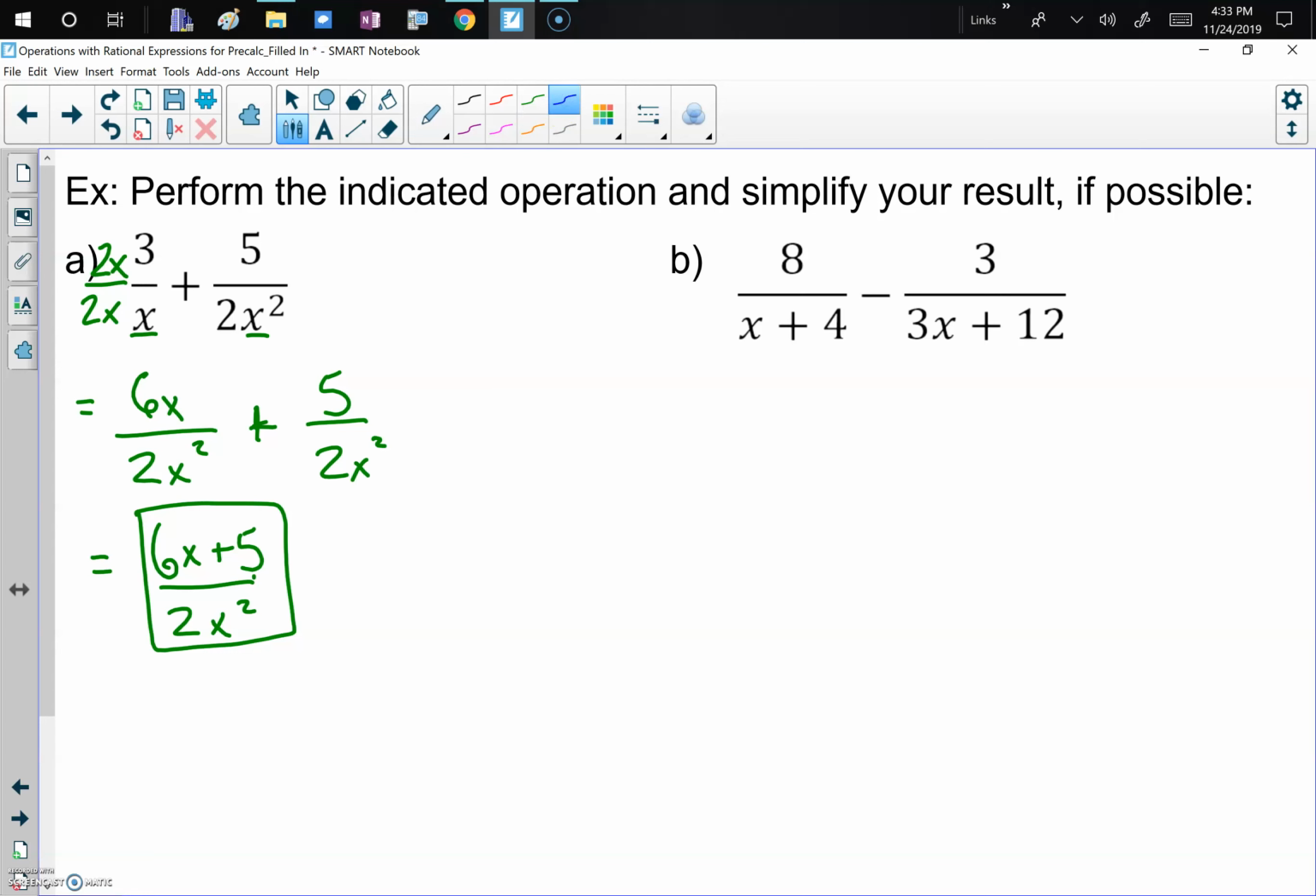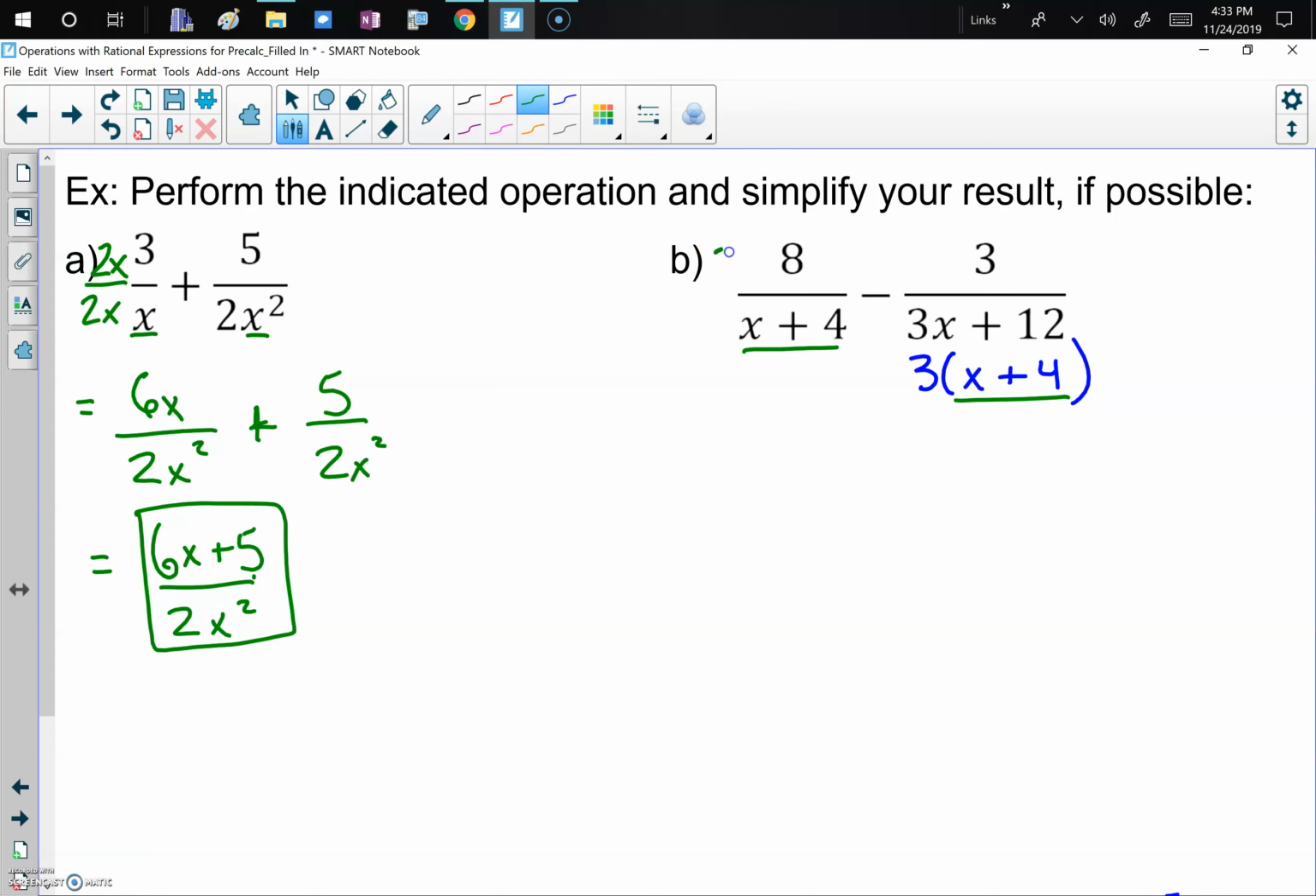For the second example, it may be tricky to identify what the common factors would need to be. So a good trick that I like to use is to factor my denominators completely to start, just so that can help me identify what factors they may have in common, what factors they might not have in common. So x plus 4 is already as factored as it can be. 3x plus 12, though, I could pull out that common factor of 3, and that helps reveal for me that the two fractions do have x plus 4 in common.